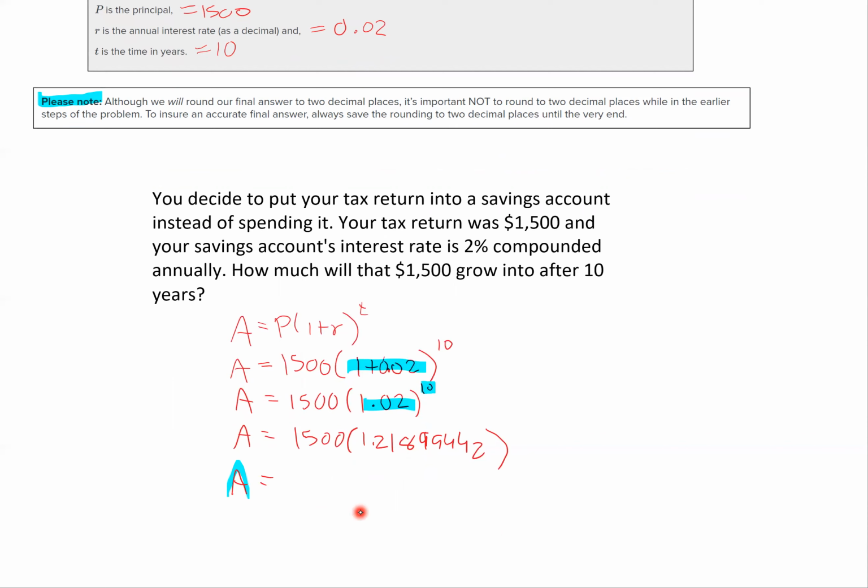So our final thing we're going to do now is multiply 1,500 with our big long decimal right there. And what we're going to get is 1828.49163. And now we're ready to round. Because money is usually rounded to two decimal places, that's what we're going to do. Our final amount is $1,828.49.